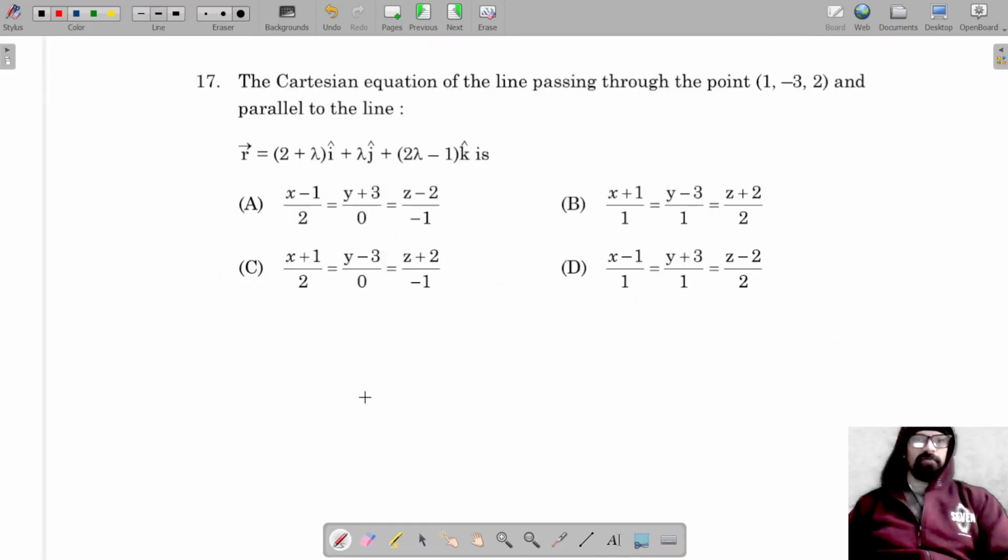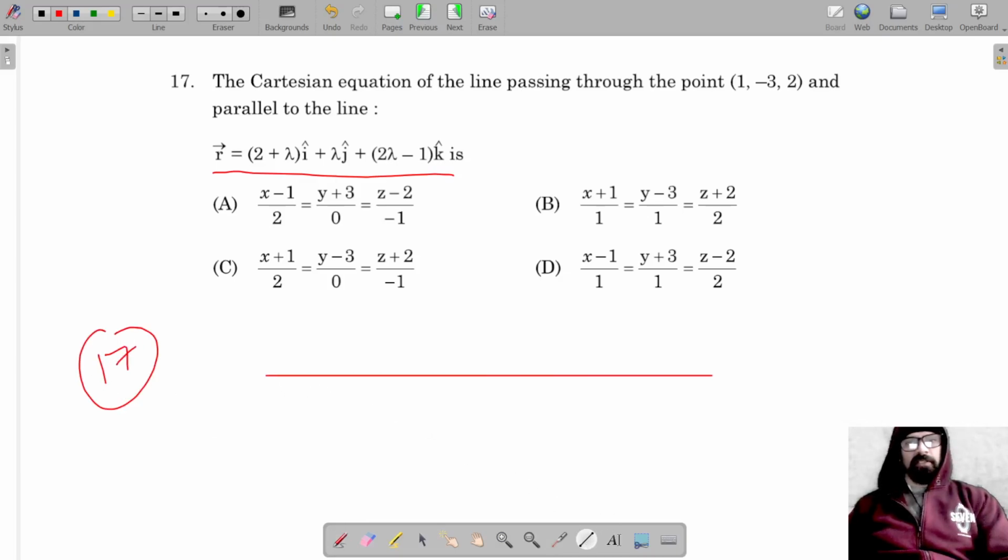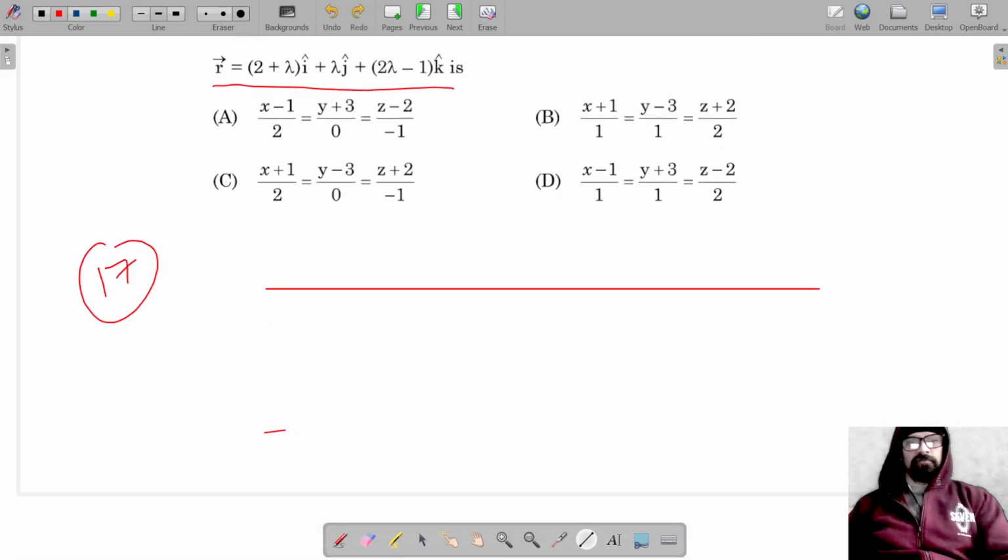Okay, for question number 17, we have to find the Cartesian equation of the line passing through the given point and parallel to this line. So there is a line that is passing through the given point, and it's parallel to a line whose equation in vector form is given.